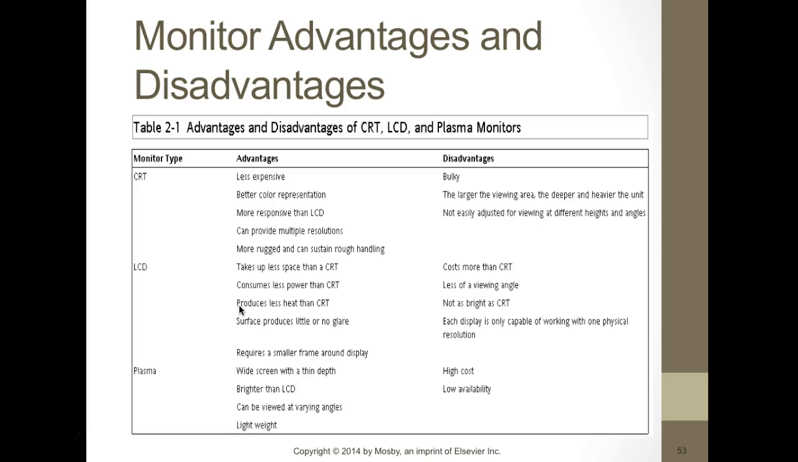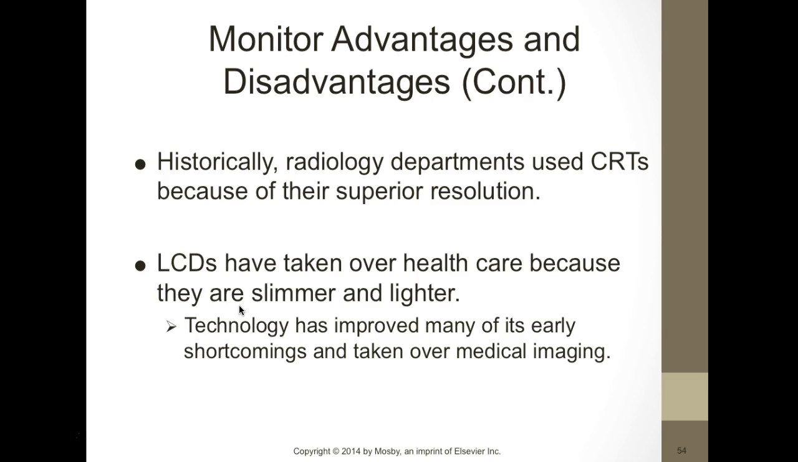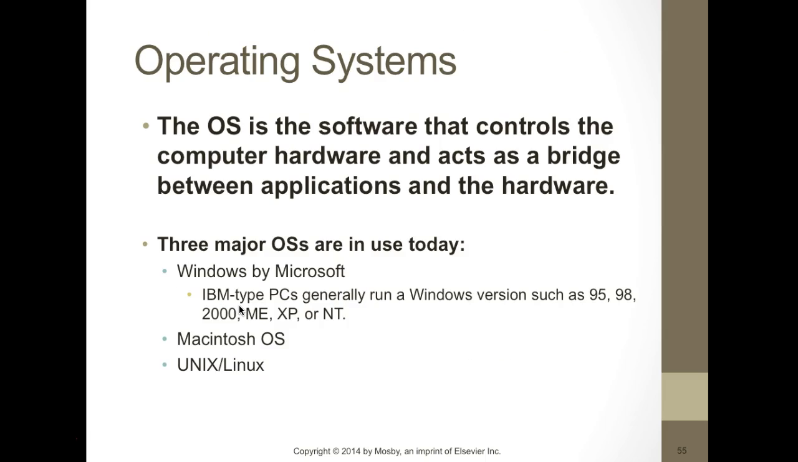So go ahead and look at those and memorize those. Historically, radiology departments used CRTs because of their superior resolution, but LCDs have taken over. So we use them now. All of your imaging departments have LCD. Some of the really old fluoro equipment still has some CRT, cathode ray tubes.